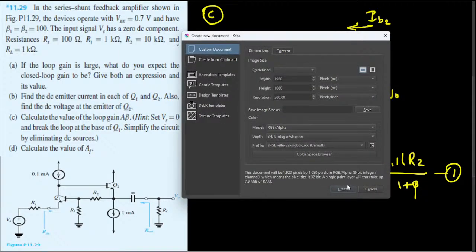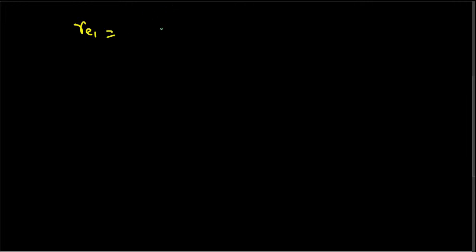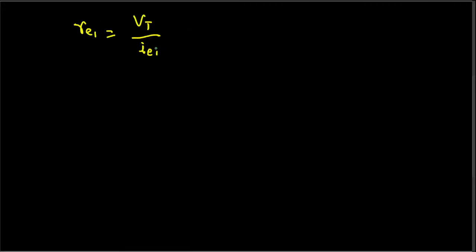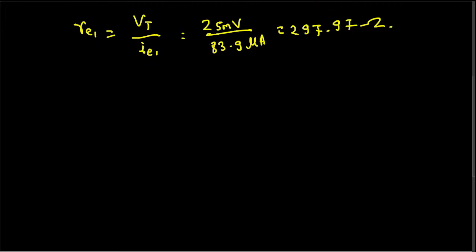This RE1 is the emitter resistance that can be calculated using the thermal voltage VT divided by the current IE1. This IE1 current we calculated in part B of the question. In part B we found the DC emitter current for Q1 and Q2. If you don't know how to find the emitter current, you can watch my previous video. Since we are interested in finding RE1, we need IE1, which we calculated to be 83.9 microampere. VT is the thermal voltage, that is always 25 millivolt, and IE1 is 83.9 microampere. If you calculate RE1, it comes out to be 297.97 ohm.